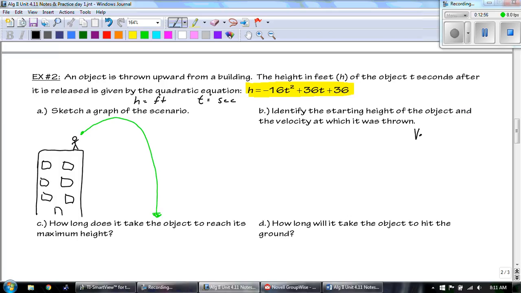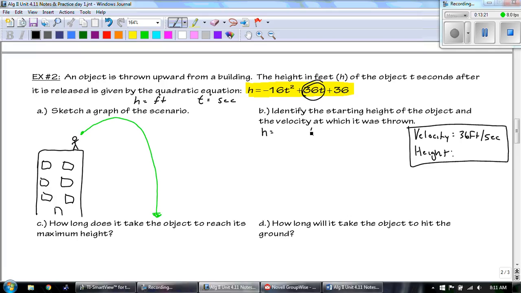Well, velocity, remember that the velocity is this guy right here. So the velocity equals 36 feet per second. So we need to find the height. Okay, I know this is where my final answer is going to go right here. So to find the height, remember that that is the starting time. So I don't know the height, but I know that no time has passed.